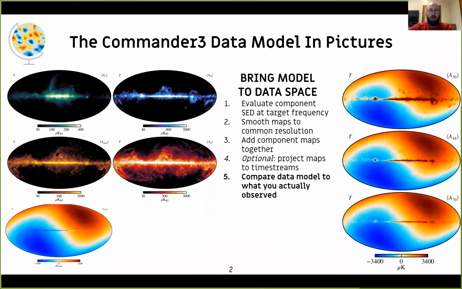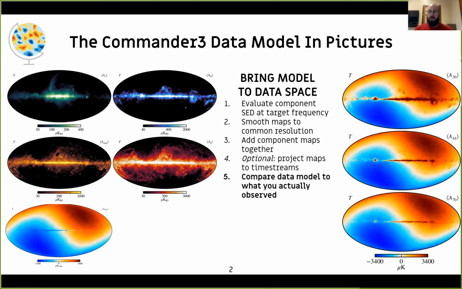Okay. So just a big overview of the picture. The data model in Commander basically says, here is your amplitude of different foreground components. How do we take them as closely to data space as possible? And so essentially the order of operations is you evaluate the spectral energy distribution of your component at the frequency you want to observe it, smooth all of your maps to a common resolution, add all those components together, and then you compare that data model to what you actually observe.